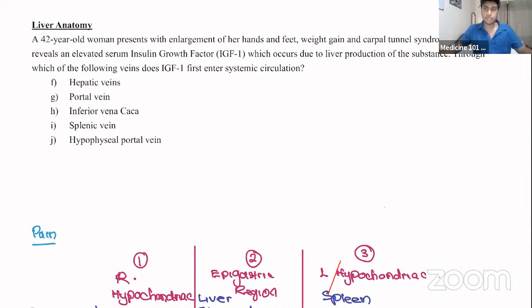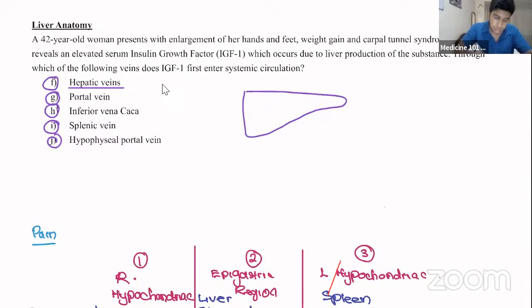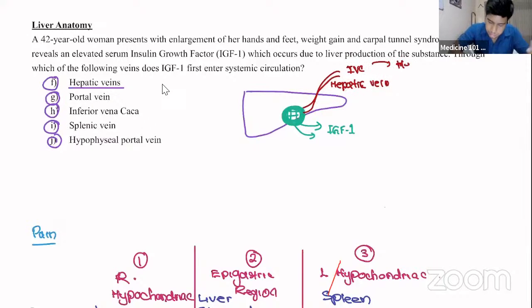Hepatic vein. It's not hard, right? The answer is hepatic vein. The labeling is weird, but the answer is hepatic vein. This is a tumor. Tumor means an abnormal mass, not necessarily a cancer, as newcomers often wrongly think. This tumor is producing IGF-1, another name for which is somatomedin. It's under endocrinology. So this will be released. How can it enter into systemic circulation? We discussed this. It has to go through the hepatic vein into the IVC and back to the heart.